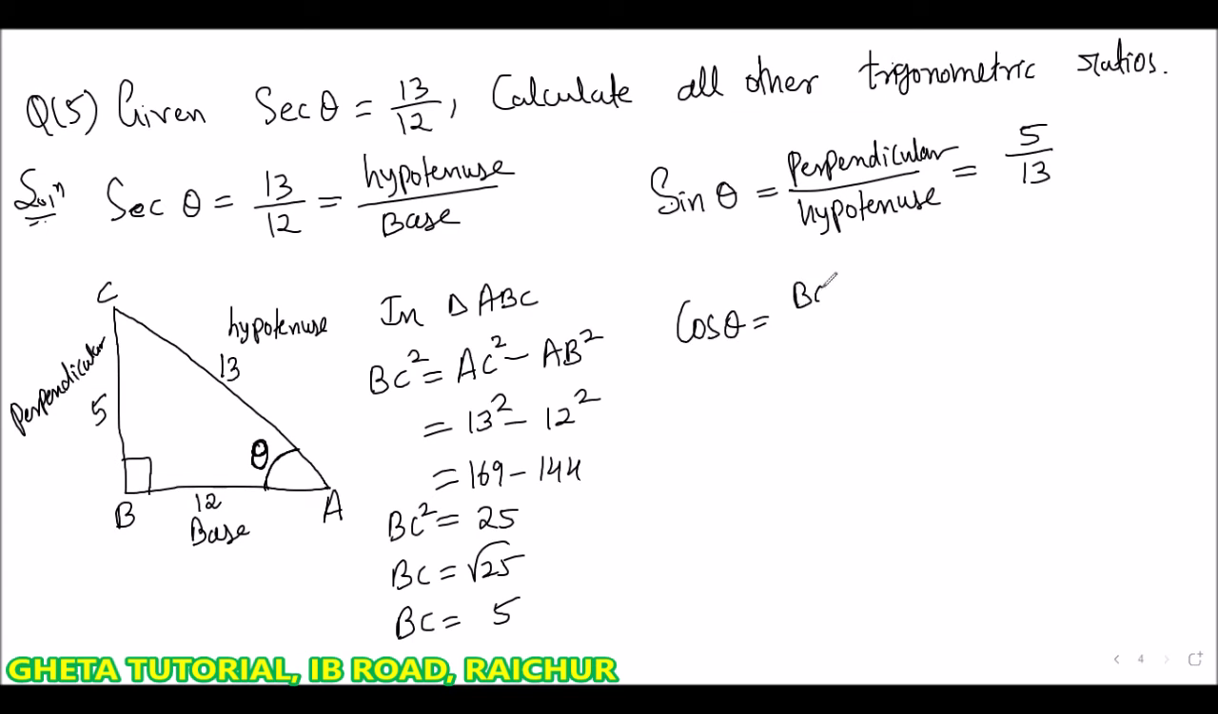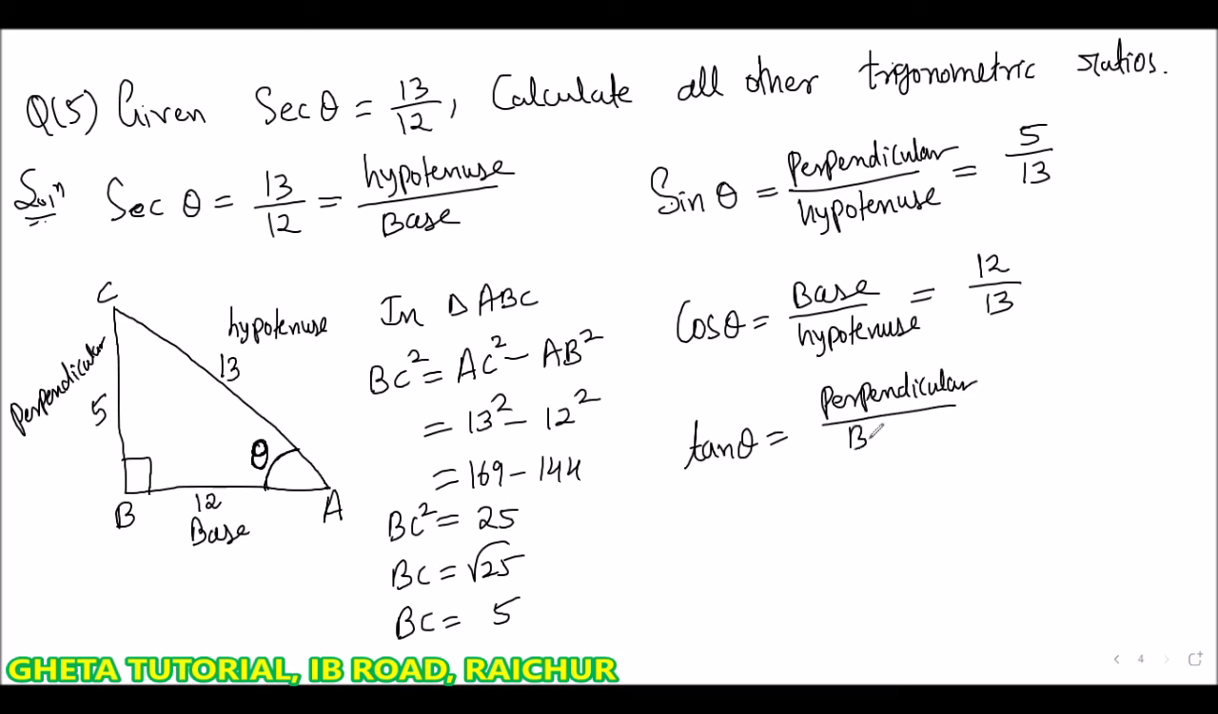Similarly, cos theta. The value of cos theta is base by hypotenuse. So base is 12, hypotenuse is 13, so 12 by 13. Similarly, tan theta. The ratio of tan theta is perpendicular by base. The perpendicular value is 5, base is 12, so 5 by 12.